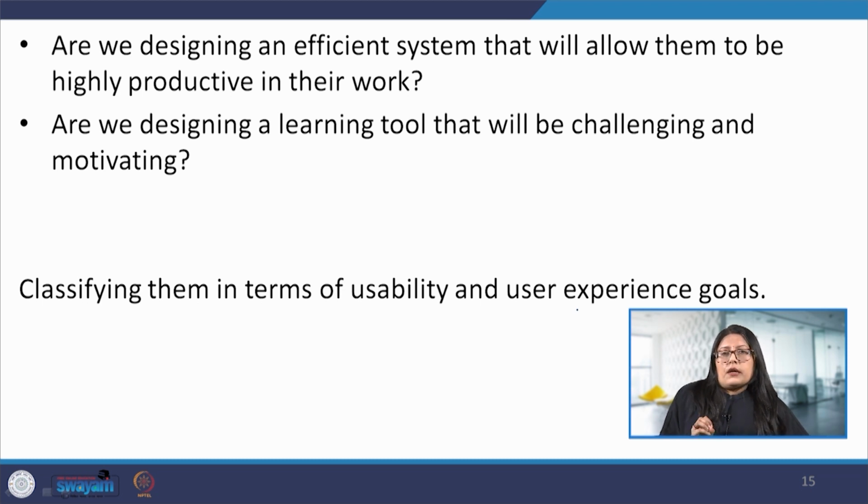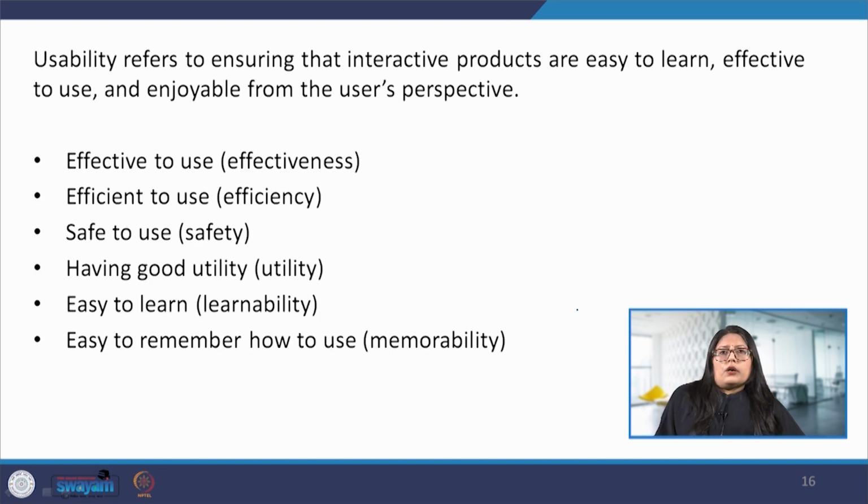When we classify them in terms of usability and user experience goals, it makes it very clear how we proceed. Usability refers to making sure that interactive products are easy to learn, effective to use, and enjoyable. Some of the important aspects that ensure the final product is usable are effectiveness, efficiency, safety, utility, learnability and memorability. We will quickly look at each of these.